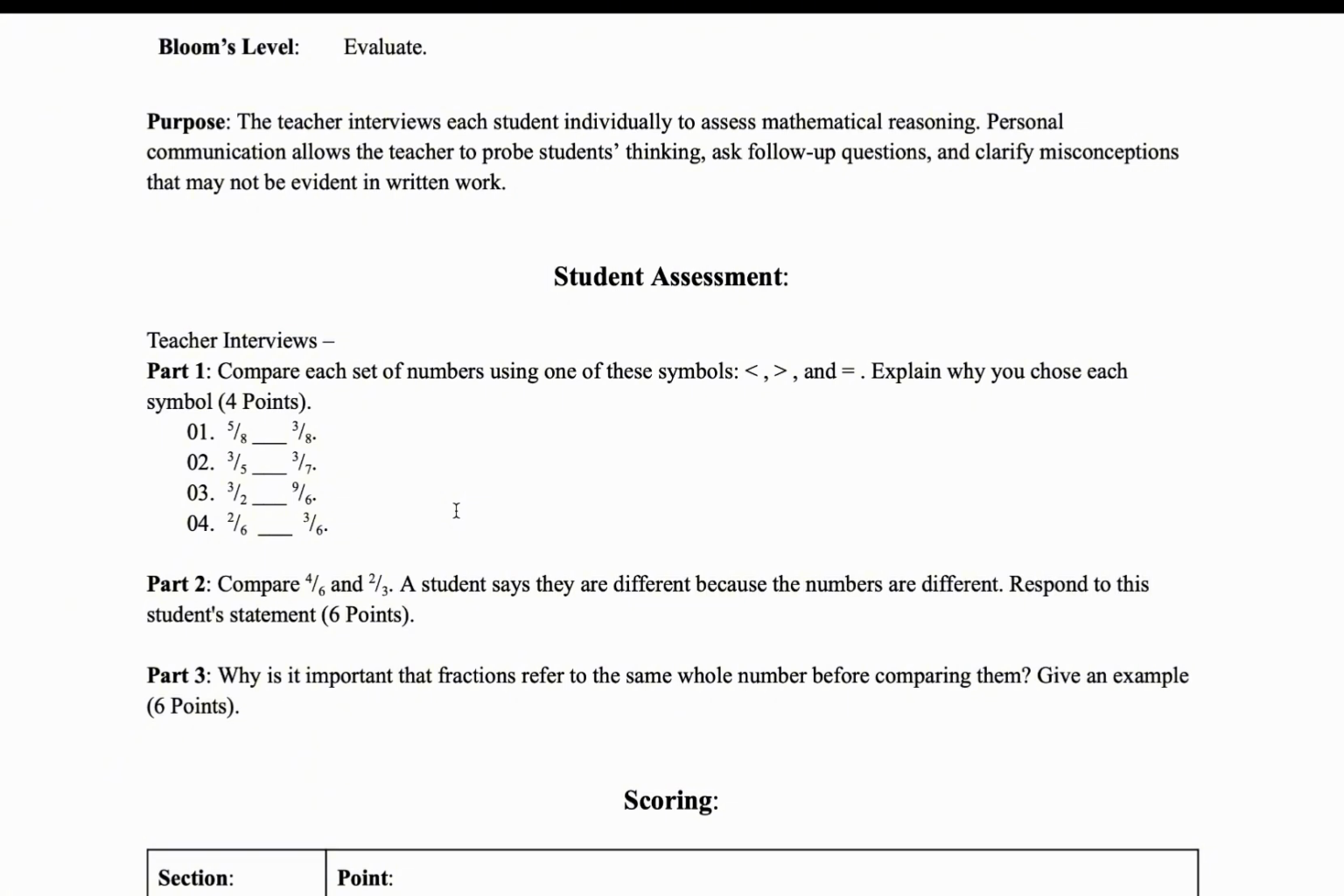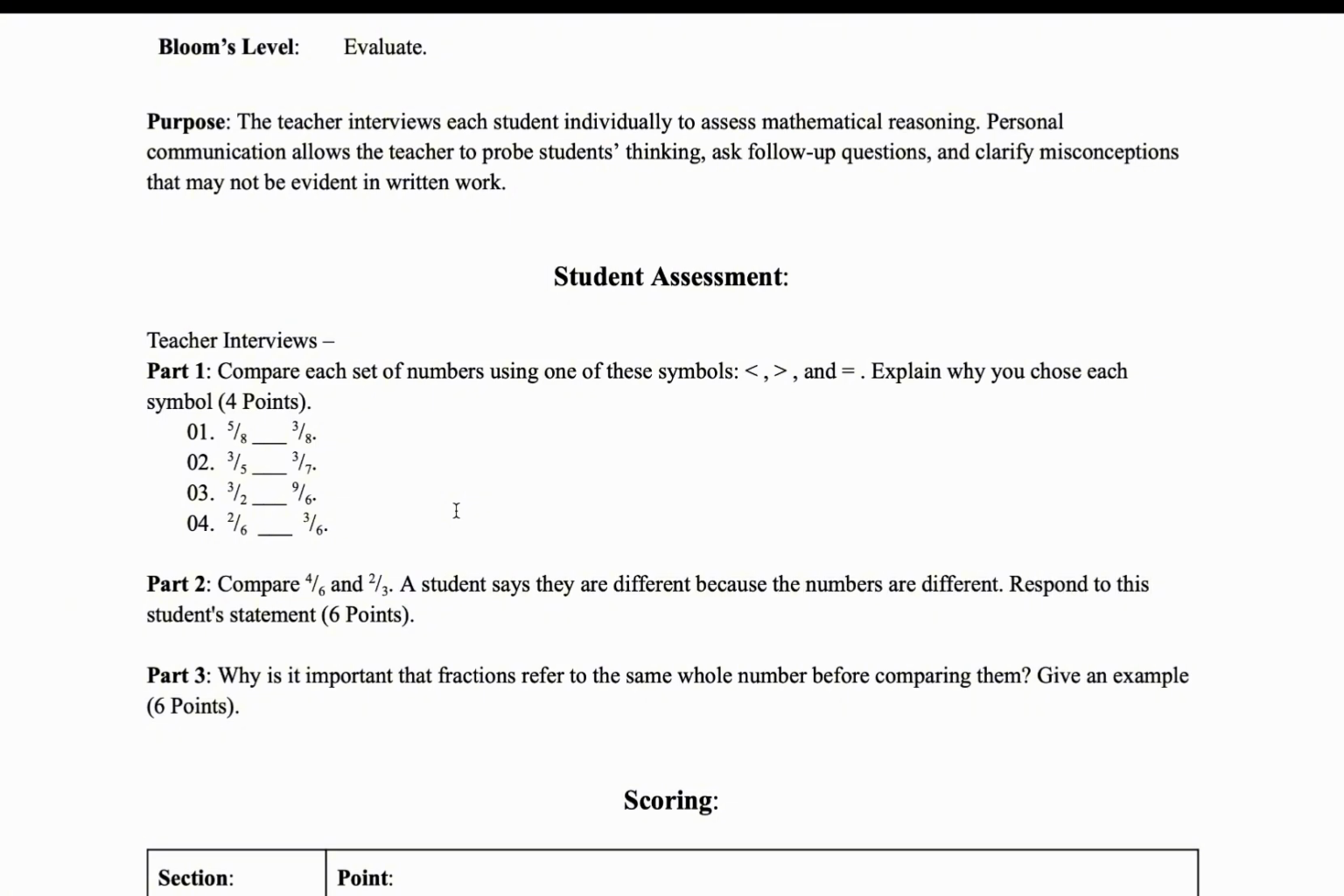Students will also compare fractions like 4/6 and 2/3 and explain why they are equivalent, even though the numerator and denominator are different. Using those mathematical reasoning skills and mathematical vocabulary would allow students to get full marks while also giving the correct answer.